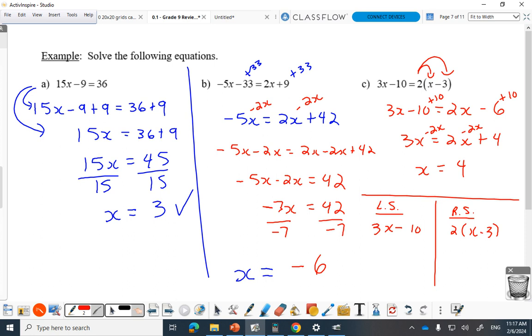So this one is 3 times 4 minus 10. When I multiply that out, I get 12 minus 10. I get 2. Over here, sub in the x, which is 4 minus 3. 2 times 1, which is 2. That's how we check answers when the expressions are a little more complicated. You organize yourself into a left side and a right side, and you sub them both in, and away you go.